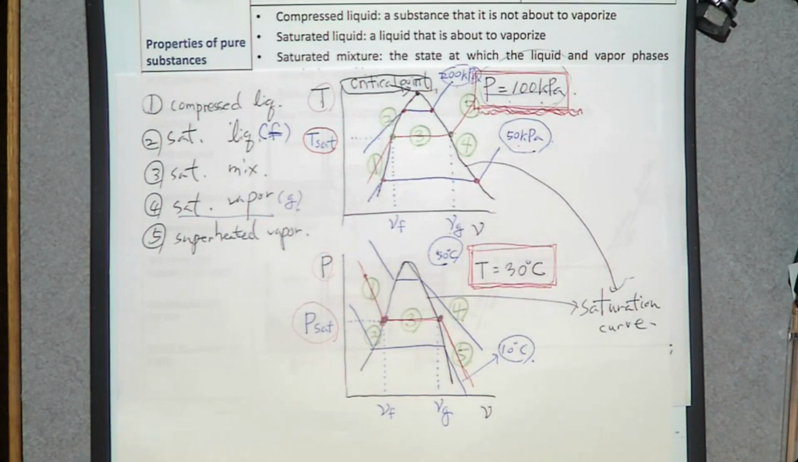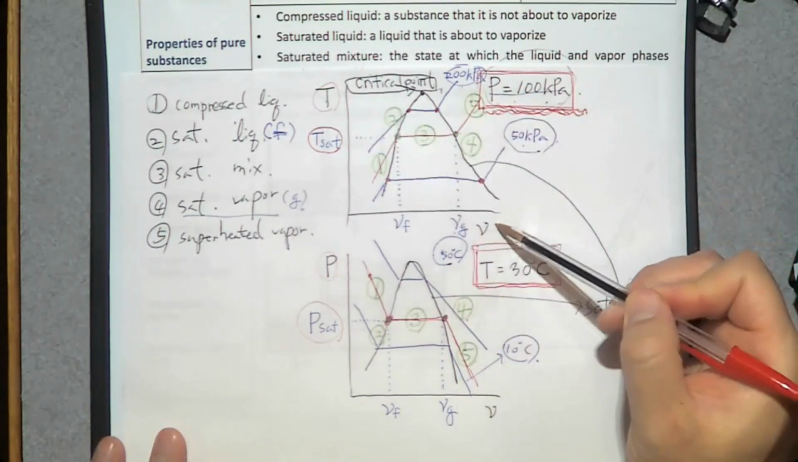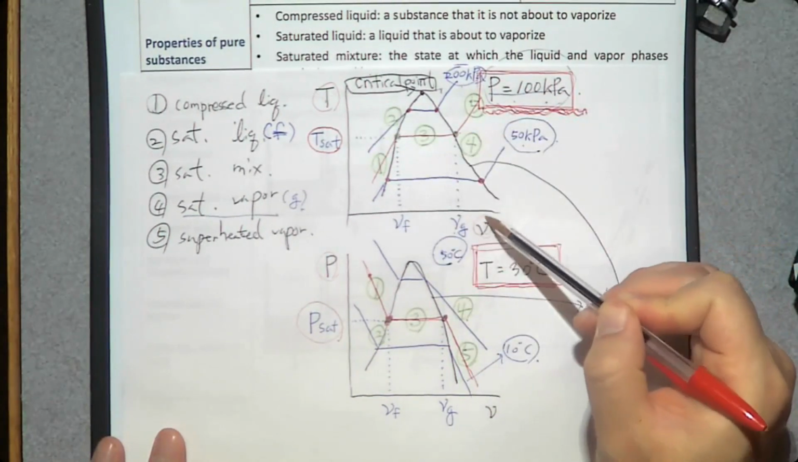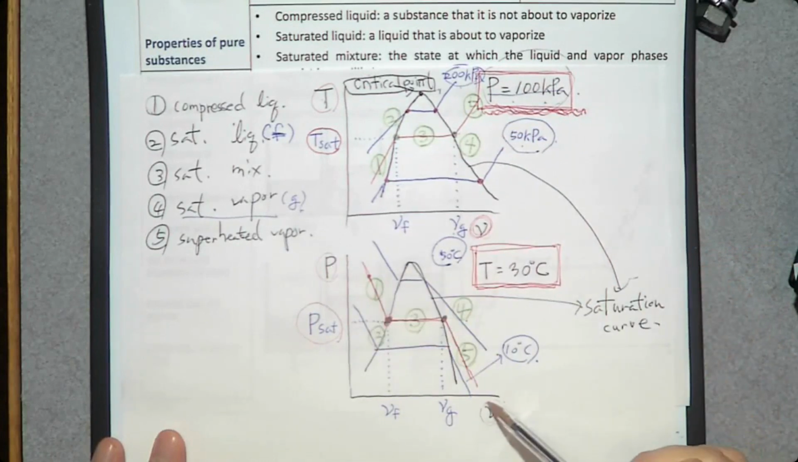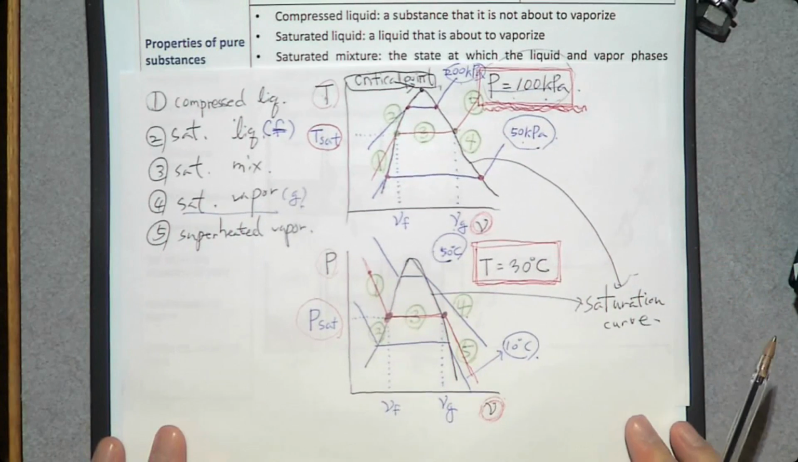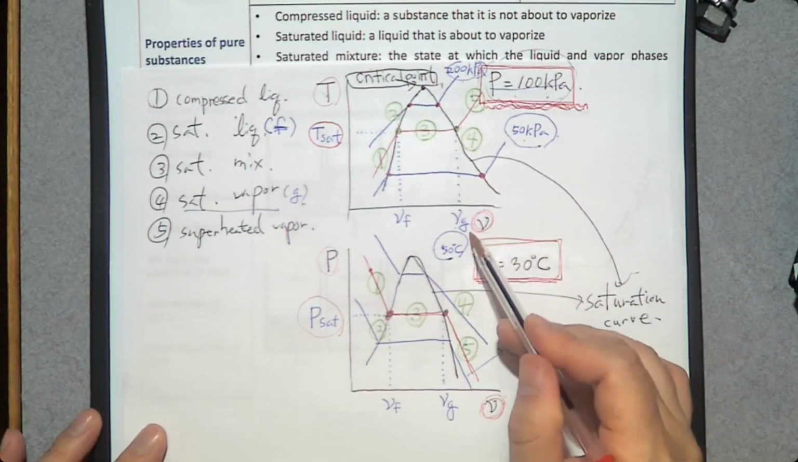One last thing before we move on. If you use this PV diagram, you can determine specific volume. What if you want to determine a property other than specific volume?